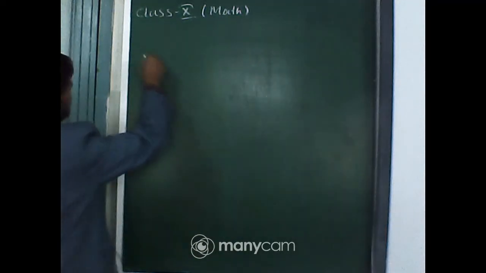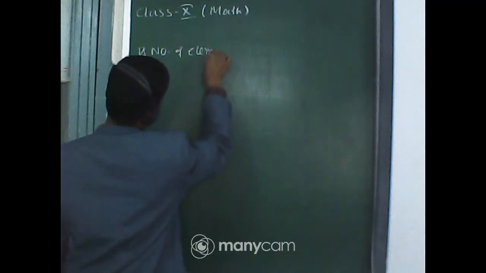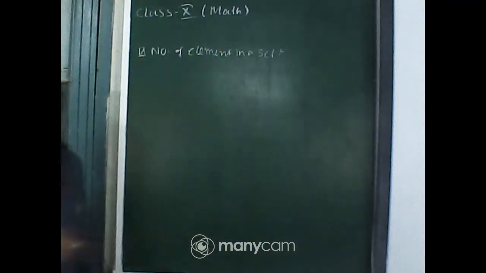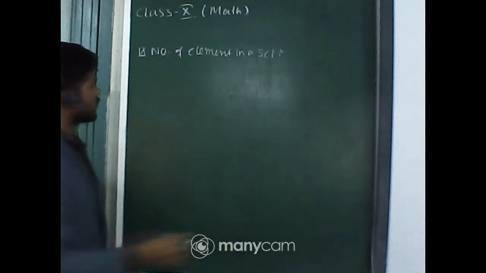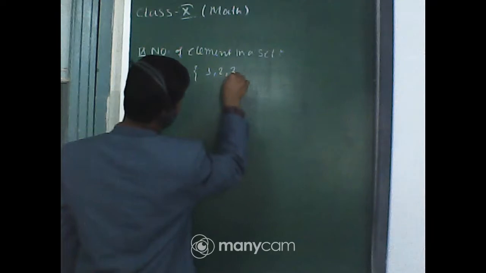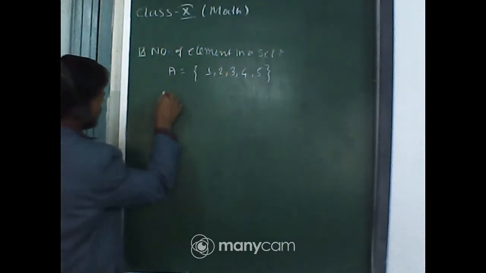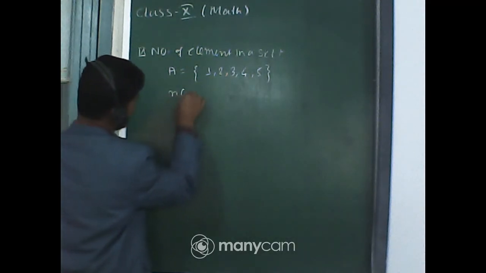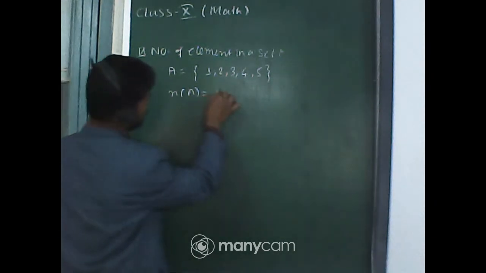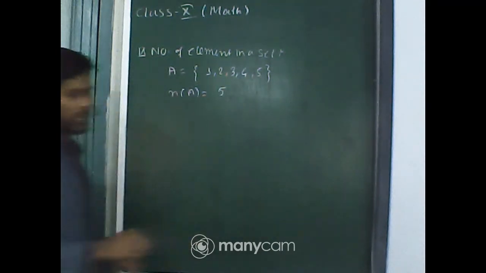Now, what is the number of elements in a set? The number of elements in a set is also called the cardinality of the set. Suppose there is a set A which contains 1, 2, 3, 4 and 5, these 5 elements. The number of elements in the set is denoted by n of A. Just count it: 1, 2, 3, 4, 5. So there are 5 elements, so n of A is equal to 5.